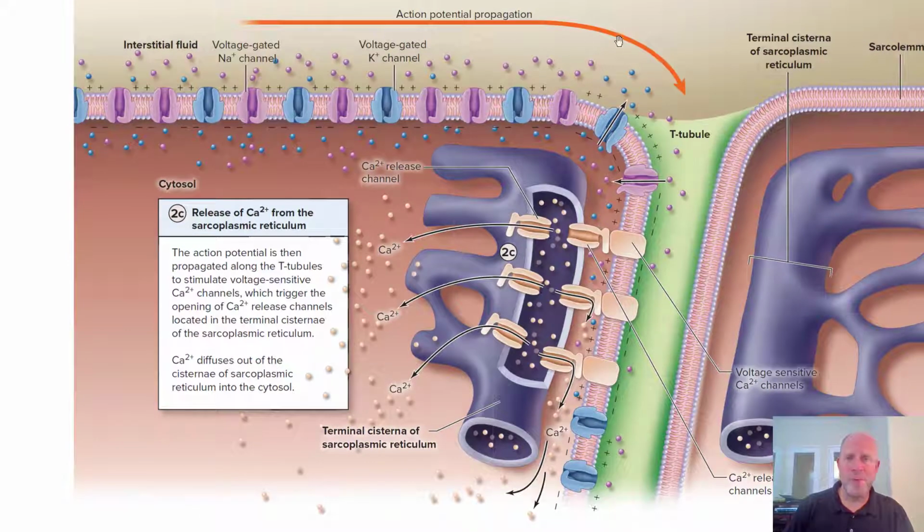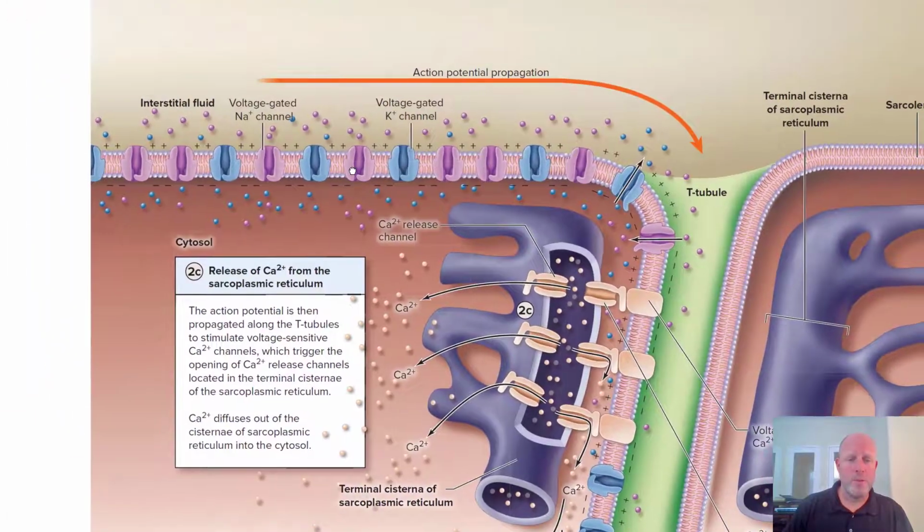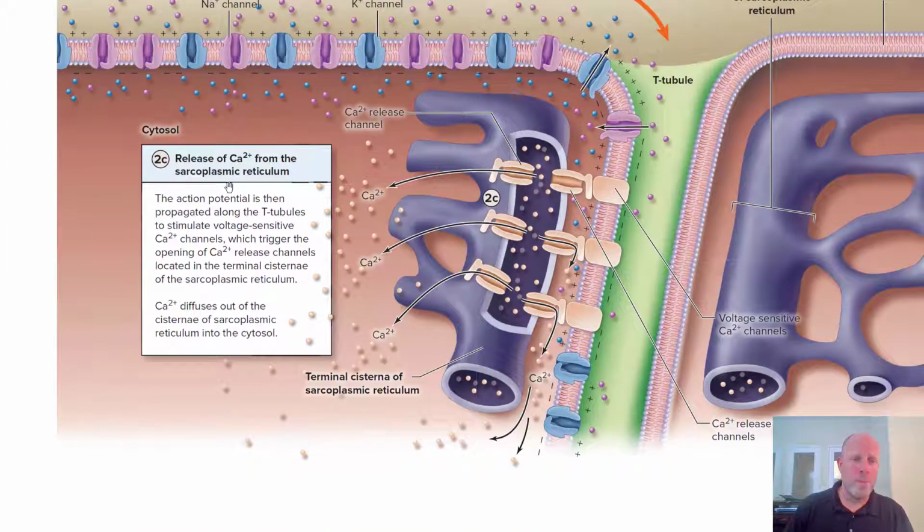The action potential propagates, traveling down the T-tubule, with voltage-gated potassium channels and voltage-gated sodium channels, and we have the release of calcium following. The first step we couldn't see very well, but we'll come back to that. The action potential is propagated along the T-tubules and stimulates voltage-sensitive calcium channels, which then trigger the opening of the calcium release channels located in the terminal cisternae of the sarcoplasmic reticulum. Calcium diffuses out of the cisternae and into the cytosol.